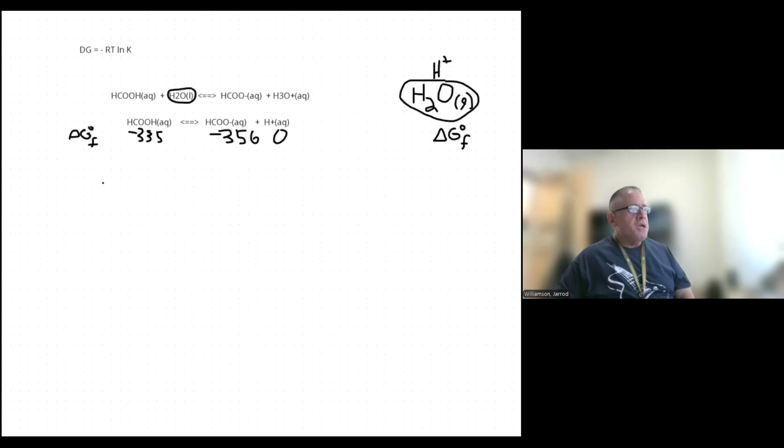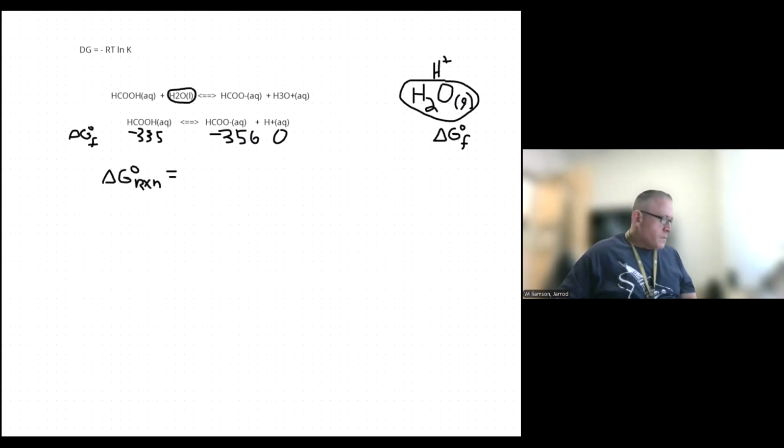And then the standard Gibbs free energy of reaction will be products minus reactants. And that's going to be, let's see here. Hold on. I got my numbers backwards. This is negative 356 here, and negative 335 here. I was looking at my notes and looking at the wrong part of my notes.